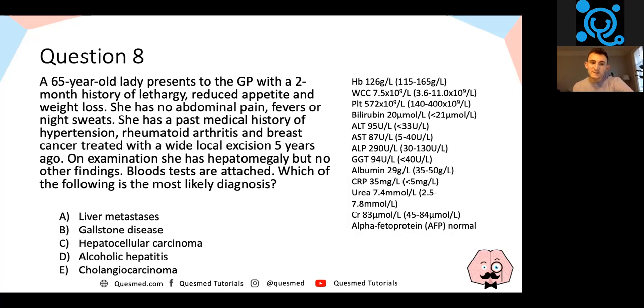So question 8. A 65-year-old lady presents to the GP with a 2-month history of lethargy, reduced appetite and weight loss. She has no abdominal pain, fevers or night sweats. She's got a past medical history of hypertension, rheumatoid arthritis and breast cancer, treated with a wide local excision 5 years ago. On examination, she has hepatomegaly but no other findings, and blood tests are attached on the right of the screen. So based on these blood results, which of the following is the most likely diagnosis?